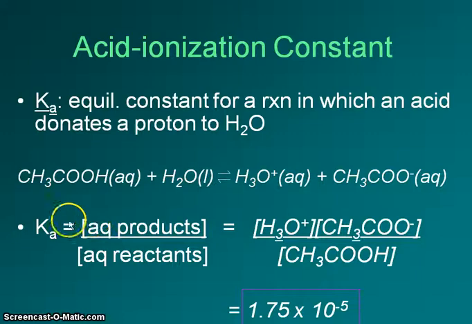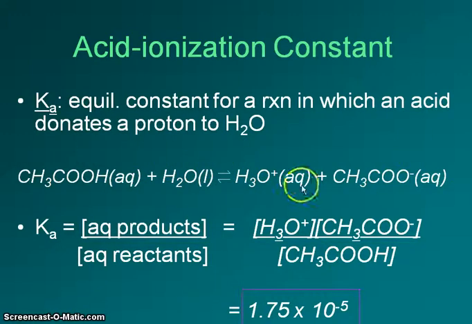In this particular equation, we've got acetic acid combining with water to make H3O plus and the acetate ion. So we write our Ka expression, which is aqueous products divided by the aqueous reactants. So we set it up with H3O plus times the CH3COO minus, and then divide it by the CH3COOH. We leave out water because it's a liquid, so its concentration is not going to change. We only include the aqueous ones.